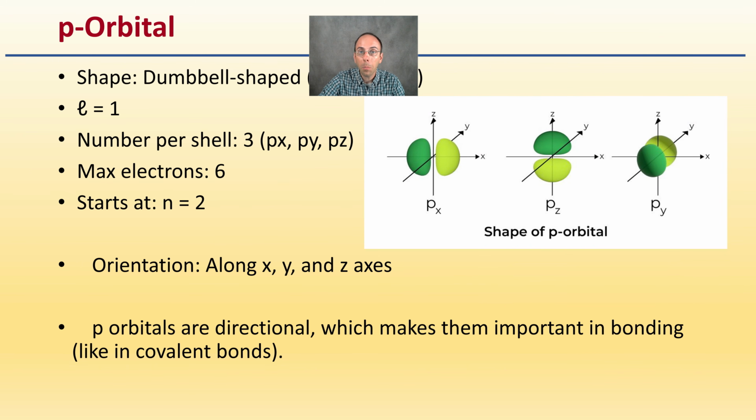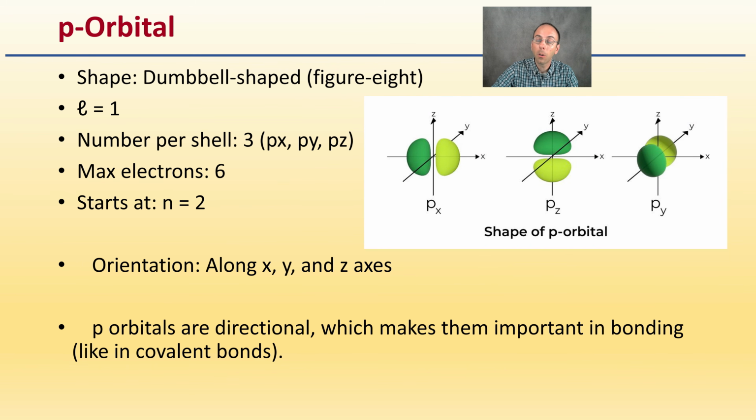So if we look at the p orbital here, this is dumbbell shaped, or kind of like a figure 8 shaped. The number per shell would be 3. The maximum number of electrons this can hold would be 6. It starts at n=2. The orientation is on the x, y, and z axes. So as we're looking at this now three-dimensionally, the p orbitals are directional, which makes them important in bonding, particularly when we talk about covalent bonds.